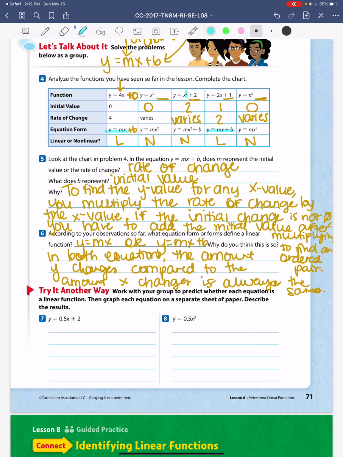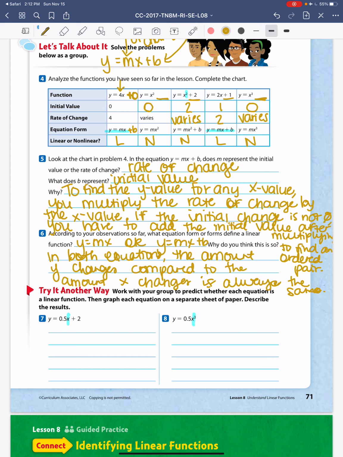So all I have to do is look at the relationship between the x and y, or the input and output values. I can look at my input values and see that for number 7, it's just an x standing alone. So to get from an x to a y, I'm just going to multiply my x by 0.5 and then add 2. Just like we talked about in number 6, the amount y changes compared to the amount x changes should always be the same.